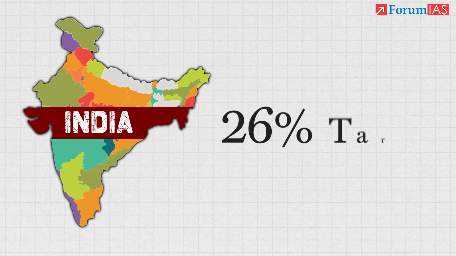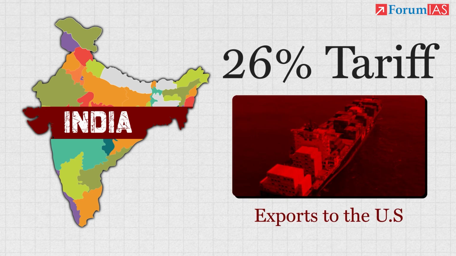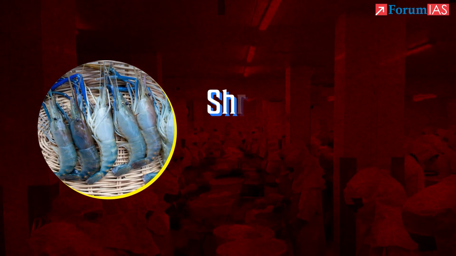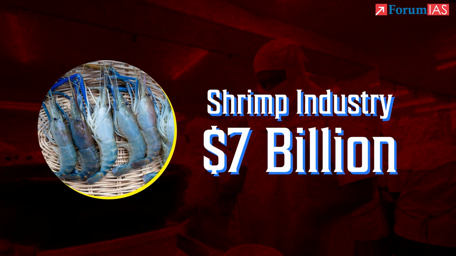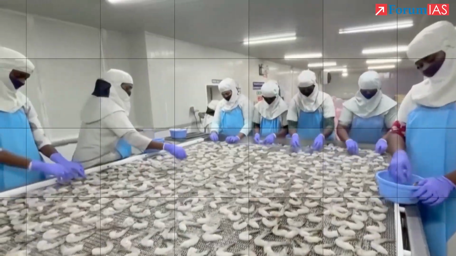India, facing a 26% tariff on its exports to the US, sees varied impacts across sectors. The shrimp industry, which is valued at $7 billion, is under threat as US buyers will reconsider their orders, affecting thousands of farmers in Andhra Pradesh.